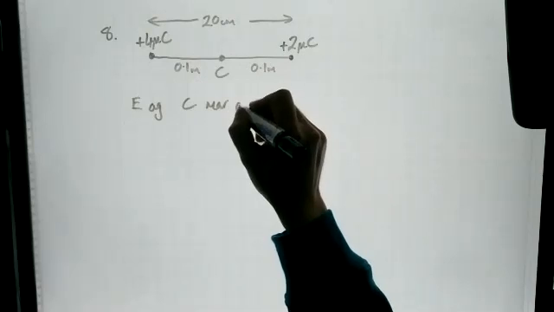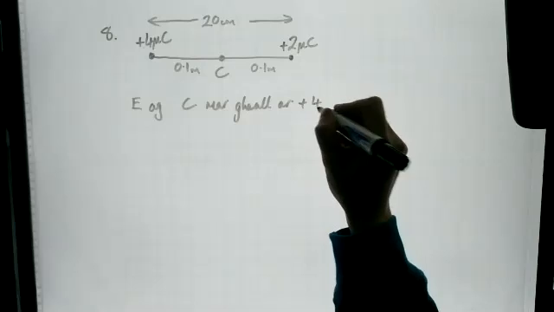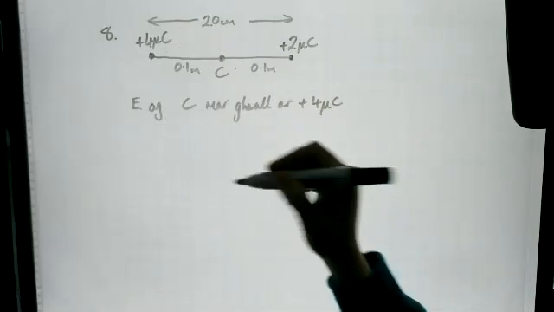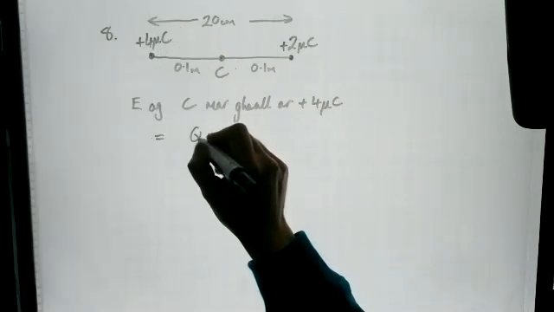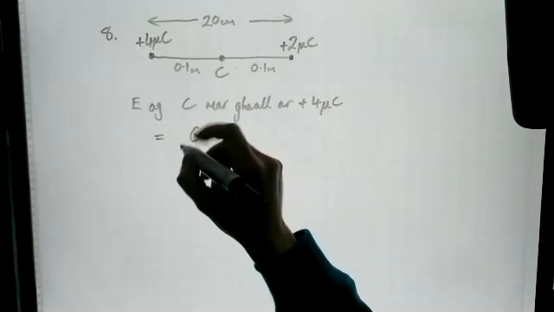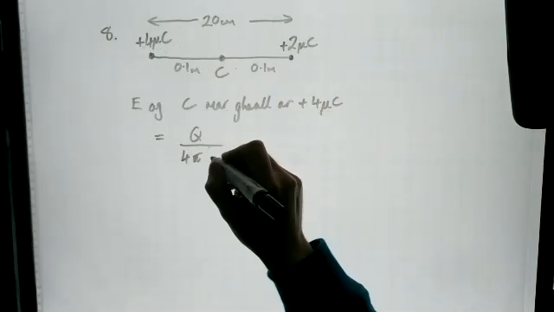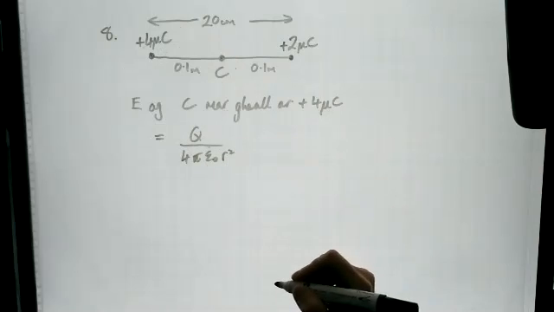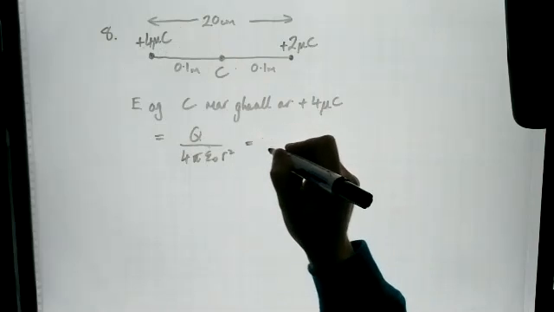First, the electric field strength due to the +4 microcoulomb charge. The formula is E equals Q over 4 pi epsilon-naught R squared. It's the linear formula.